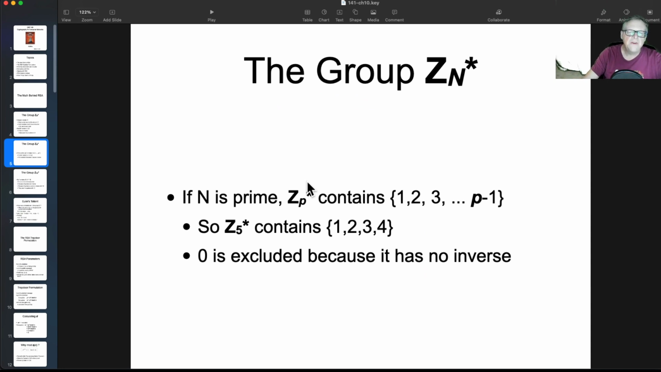So the group Zn, if n is prime, then the group will contain all the numbers up to p minus 1 because there is no issue of any of these numbers evenly dividing into n if n is prime. So that's nice. The only thing missing is 0. All right.